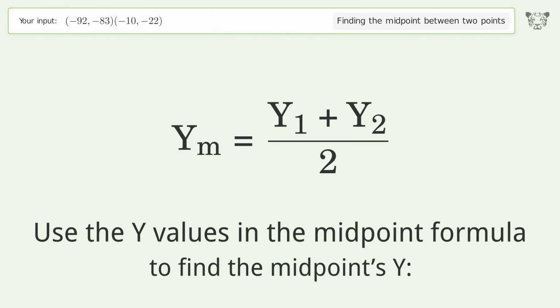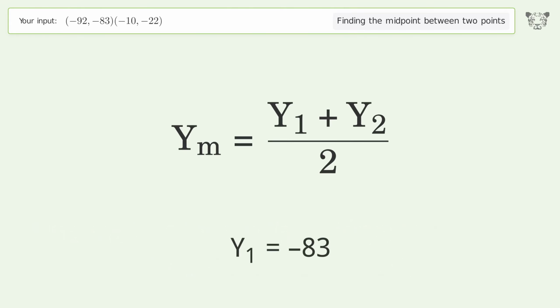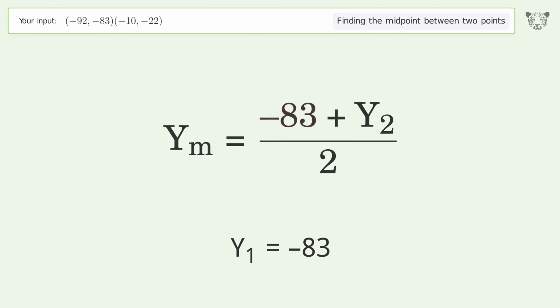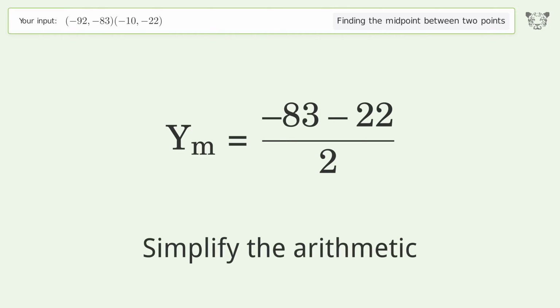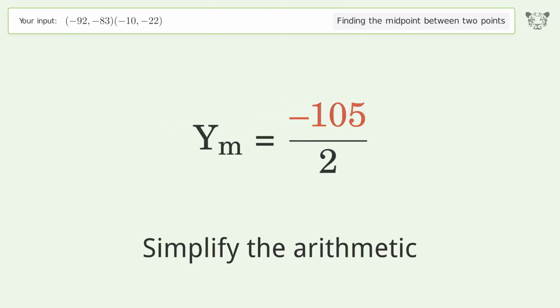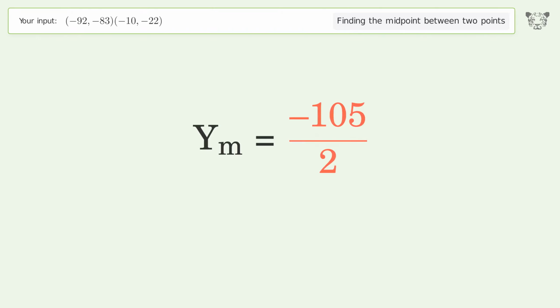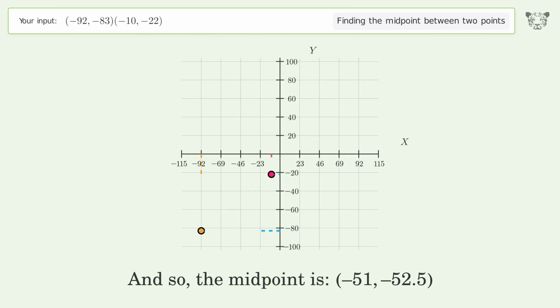Use the y values in the midpoint formula to find the midpoints y. y1 equals -83. y2 equals -22. Simplify the arithmetic. And so, the midpoint is -51, -52.5.